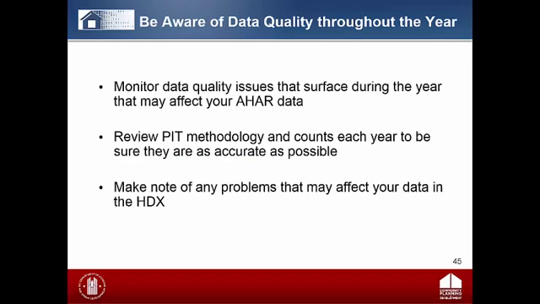Your data liaison is here to help you work through your data quality issues, such as the examples we have gone over here, during the AHAR data collection process. However, it can be helpful to monitor potential issues with your data throughout the year so that you can easily address them during the AHAR collection process. Changes within communities are common and don't necessarily reflect bad data. New programs can open, existing programs can close, programs can start serving persons of a different household type, and so on. Communities should review their PIT methodology and counts during the year to ensure accuracy.